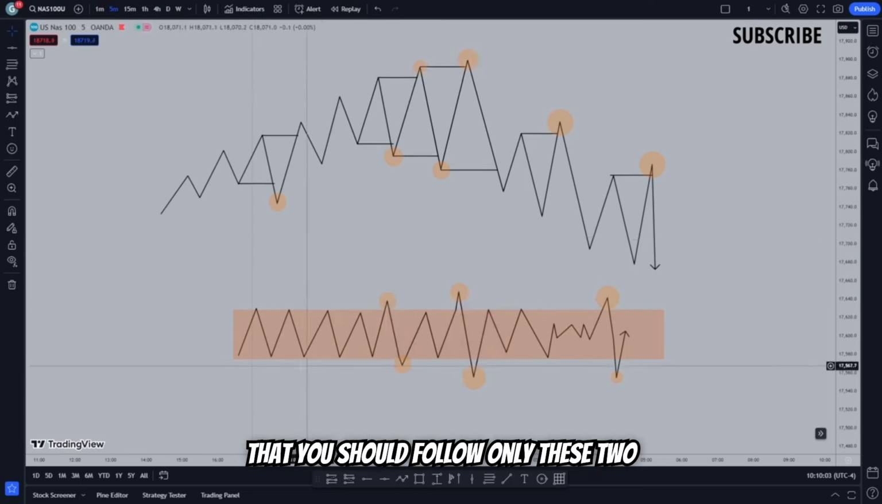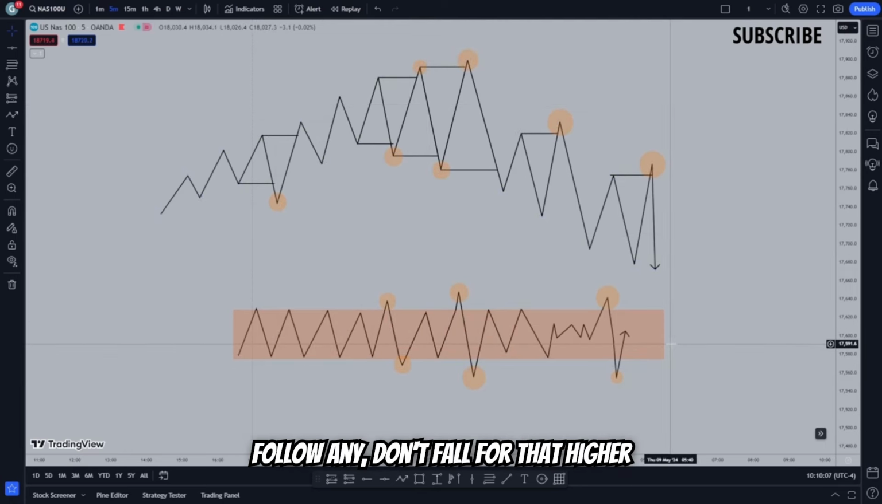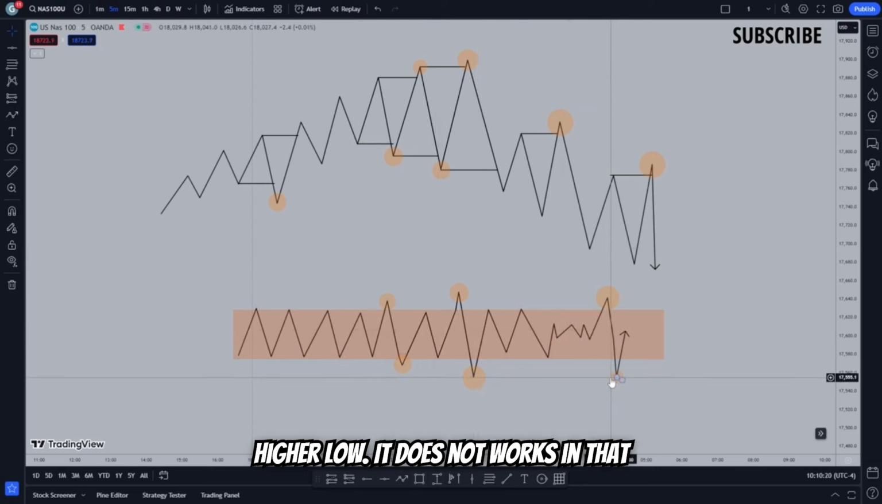So I should say that you should follow only these two structures in the market. Okay, don't fall for that higher highs and higher lows. That's not a fairy tale. Like it's not a fairy tale, bro. Everybody knows what a higher high and higher low is. A 5-year-old can also spot that it's making a higher high, higher low, higher high, higher low. It does not work in that way.